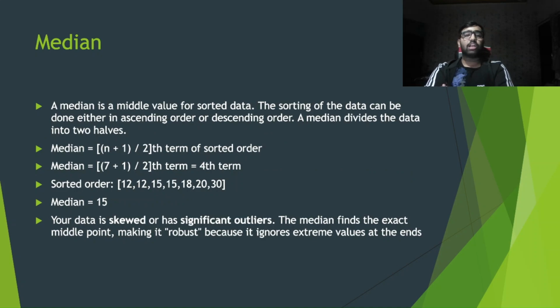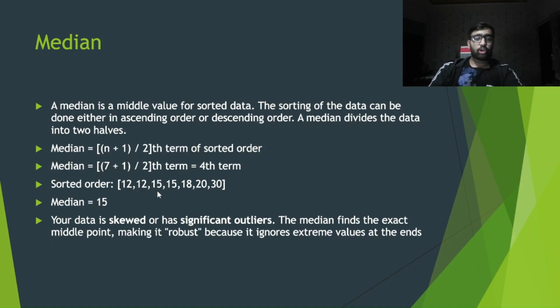Median. A median is the middle value for sorted data. The sorting of data can be done either in ascending order or in descending order. A median divides the data into two halves. So the median is also known as the 50th percentile because it divides the data into two halves of equal size. Since we have an odd number of values in our data set, the formula for median would be the (n plus 1) by 2th term of the sorted order. Hence, since the value of n is 7, the position of our median would be 4. Hence we are going to have the fourth term of the sorted order as the median.